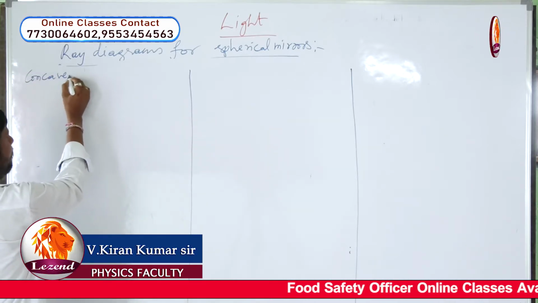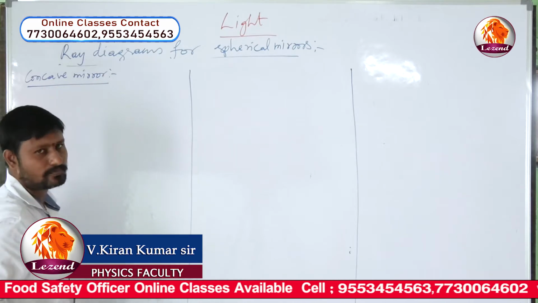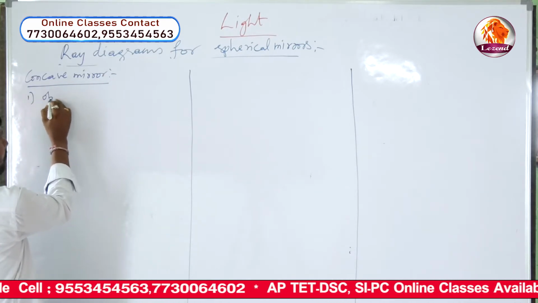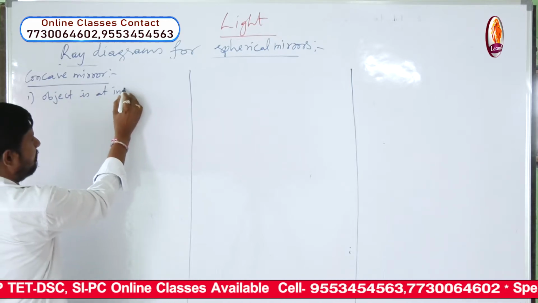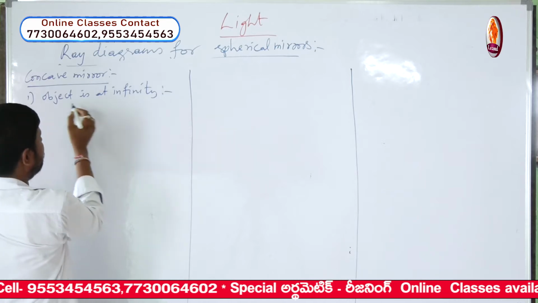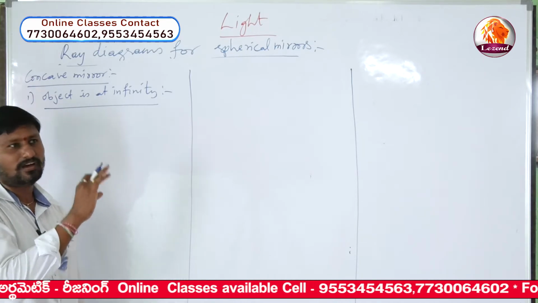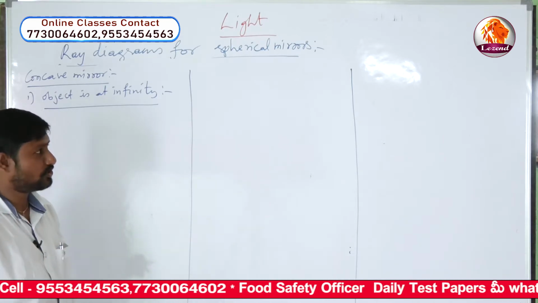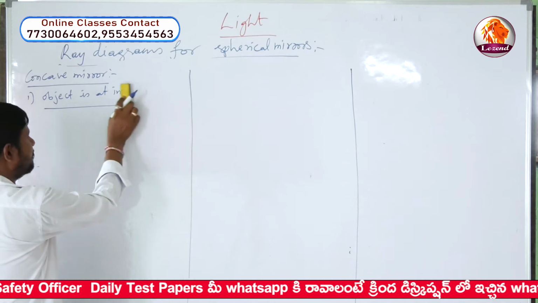First, for concave mirror, let us discuss. So, first position, what I told you, object is at infinity. When the object is at infinity, how the image is formed and everything we need to discuss. So, before that, we need to know the rules I said to you. Rules for drawing the ray diagrams. So, let us see first rules now.